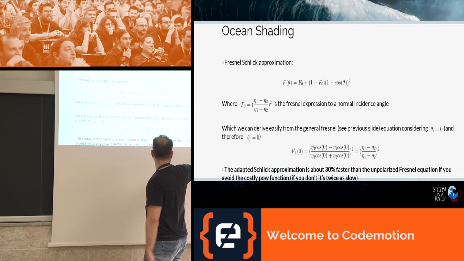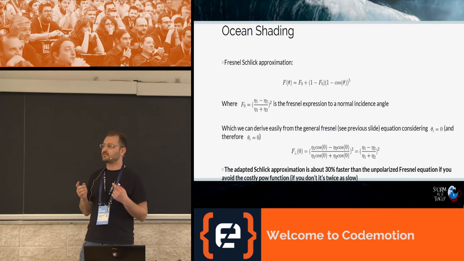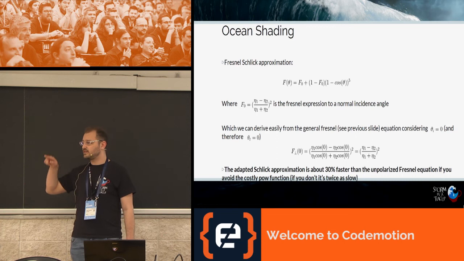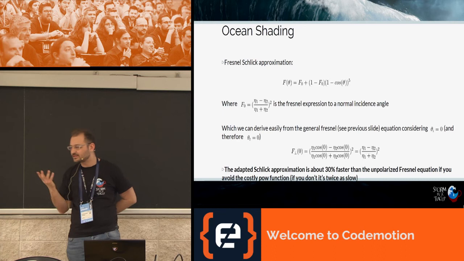So the adapted Schlick approximation is about 30% faster than the unpolarized Fresnel equation if you avoid the costly power function. The pow function is amongst the most expensive, and in general, all the transcendental functions, because they are not easily implemented in the processor. So if you have to do A raised to 2, it's just A times A. Just don't do pow, unless you have to do pow of 0.5. So, yeah, it's just an optimization.